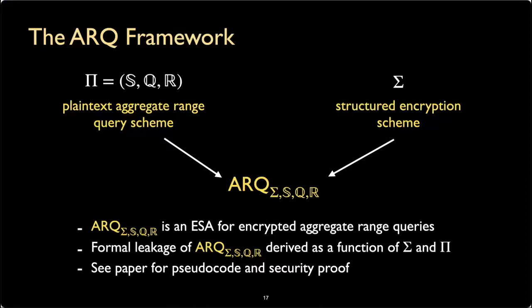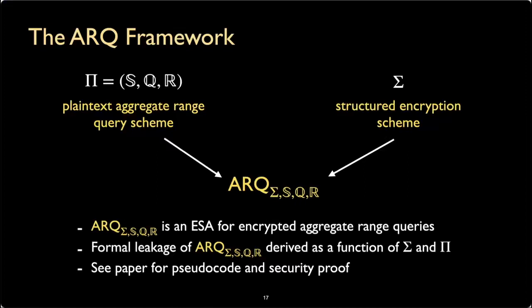The formal pseudocode and formal security definitions of ARC can be found in our paper, but what's important to note is that you can immediately derive the leakage definition of the ARC instantiation based off of sigma and pi together. So the security definition and proof are generic to any possible combination of sigma and pi.